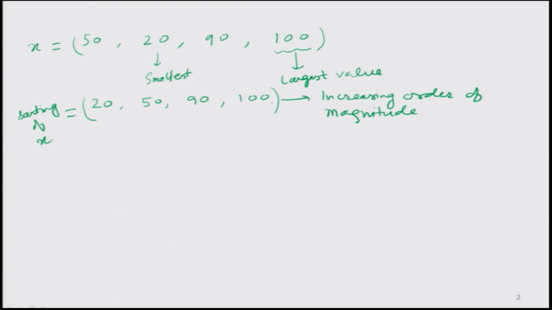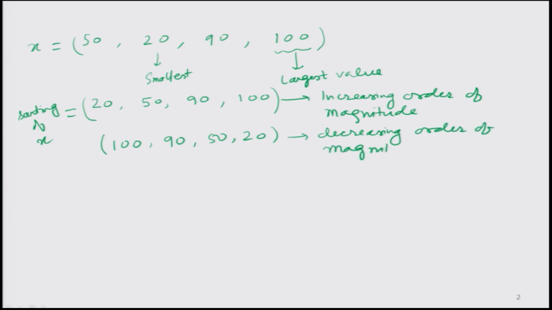Similarly, this sorting can be in the reverse order also. That means the largest value at the first position, say 100, then the next largest value, that is 90, then 50 and then the smallest value, that is 20. In this case, we are arranging the data in the decreasing order of magnitude. So, this is called sorting.